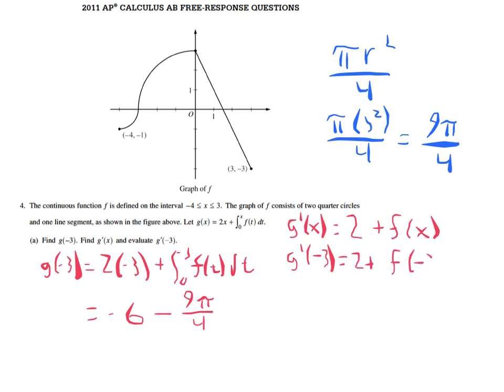So that's g prime of x, and then g prime of -3 would equal 2 plus f of -3. f of -3 is just the value of the graph here at -3. So when we go to -3 on the x, we see that the value here is 0. So this is 2 plus 0, which is 2. So now we have answered all three parts. We found g of -3 was -6 minus 9 pi over 4. No need to try to simplify it any further than that. g prime of x was 2 plus f of x, and then g prime of -3 was 2. And that's part A. Let's move on to part B.